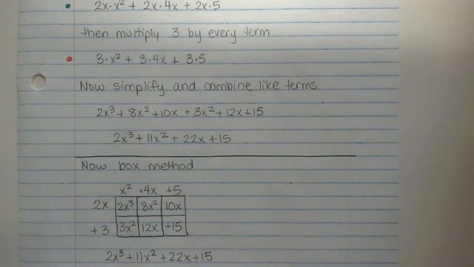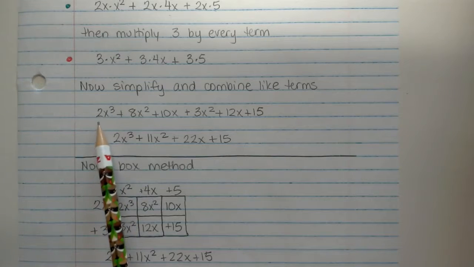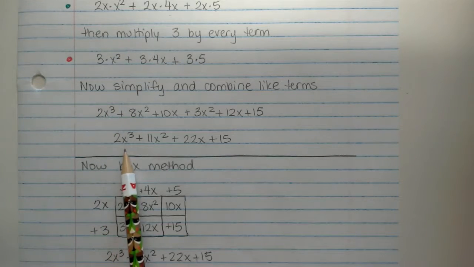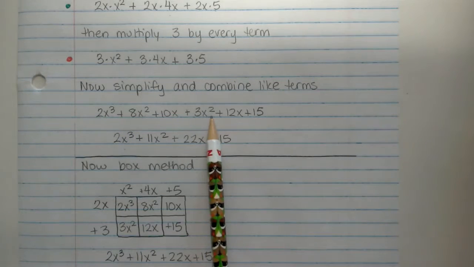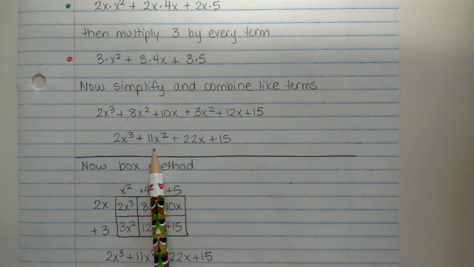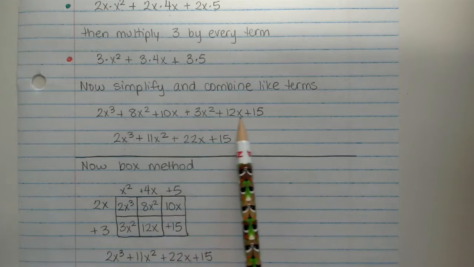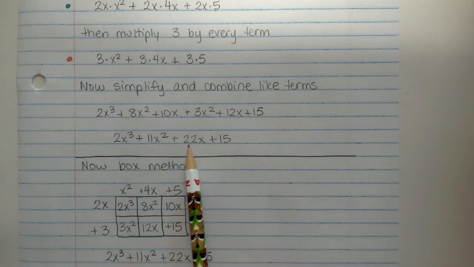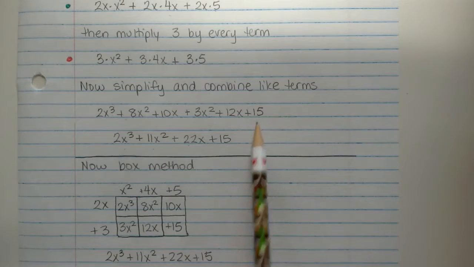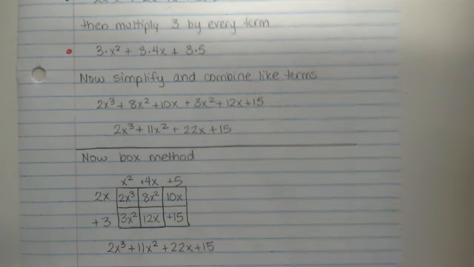Now, I'm going to look at my answer and say, okay, what can be combined? I have an x cubed here, and he's the only one, so I just bring him down. I've got an x squared and an x squared term, so those can be combined. I've got an x term and another x term, so those can be combined. And then I've only got one constant term, so that's going to stay there.